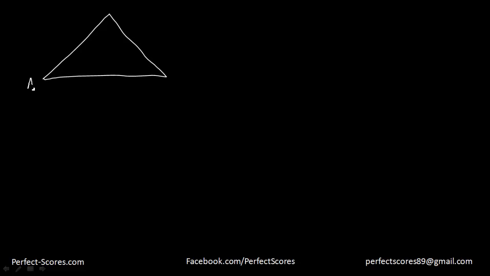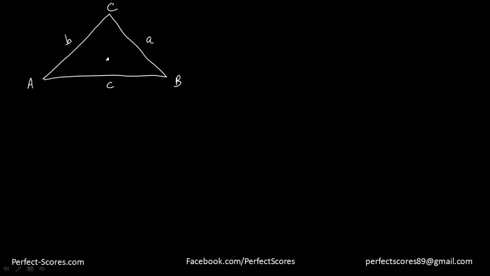So let's name this vertex as A, let's name this vertex as B, and let's call this C. Let's call the side opposite to angle A as a. Let's call the side opposite to angle B as b. And let's call the side opposite to angle C as c. So this is what we have.